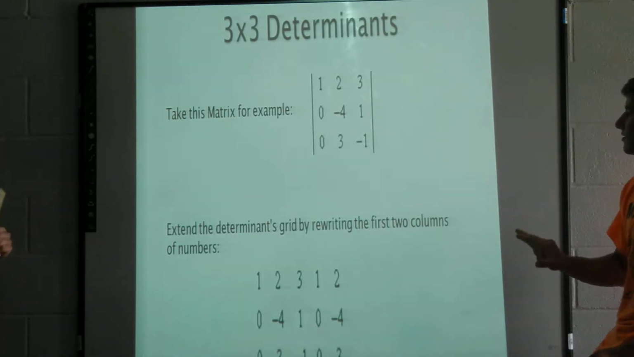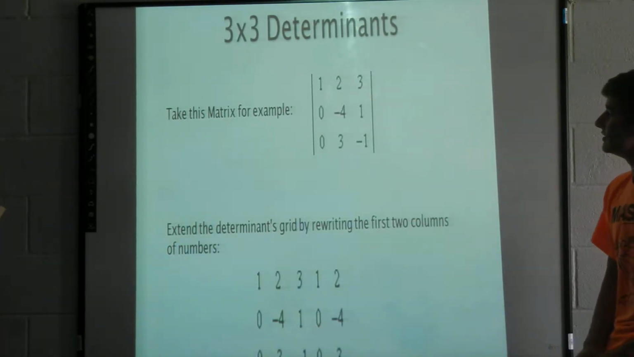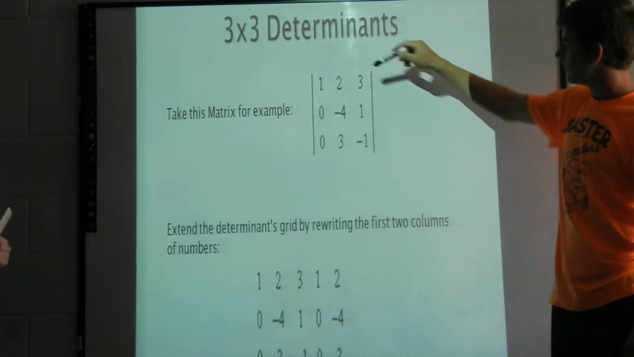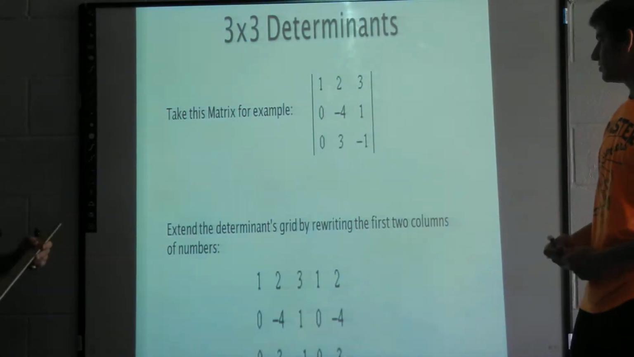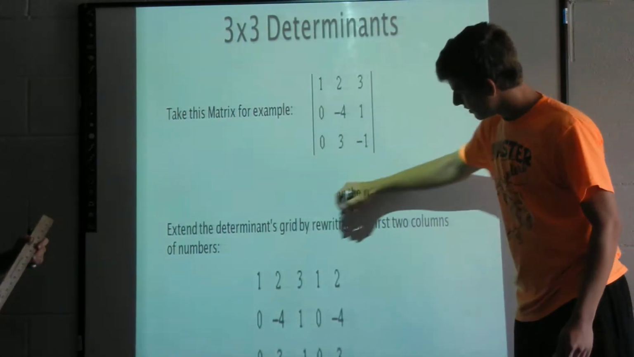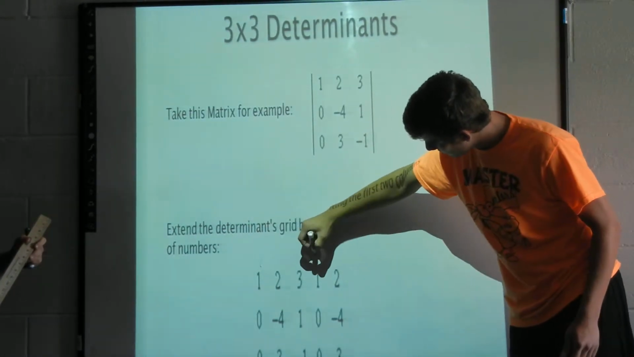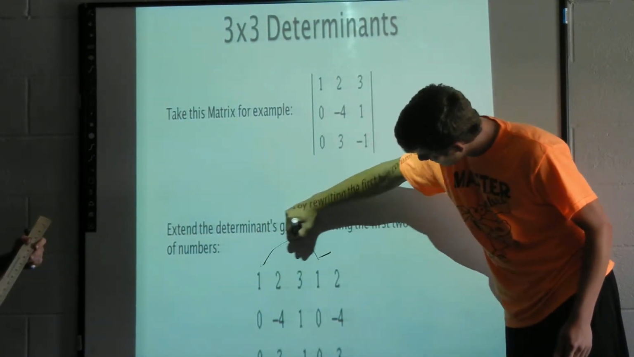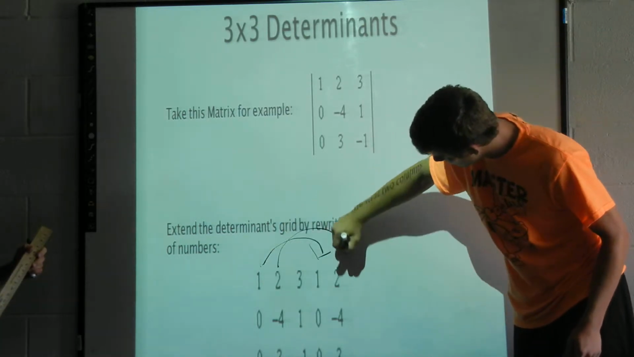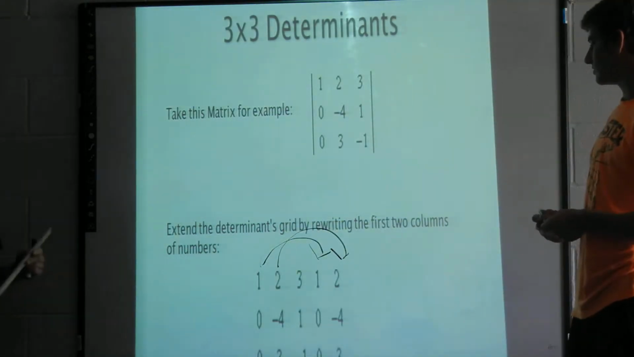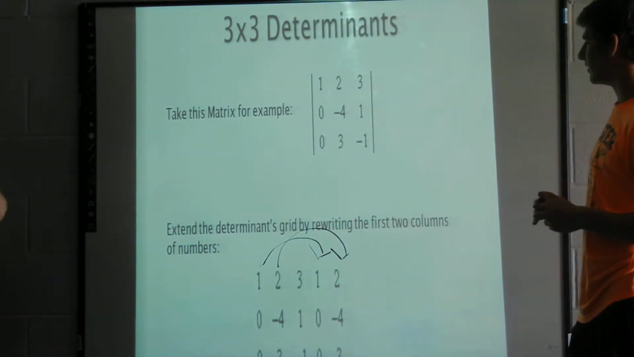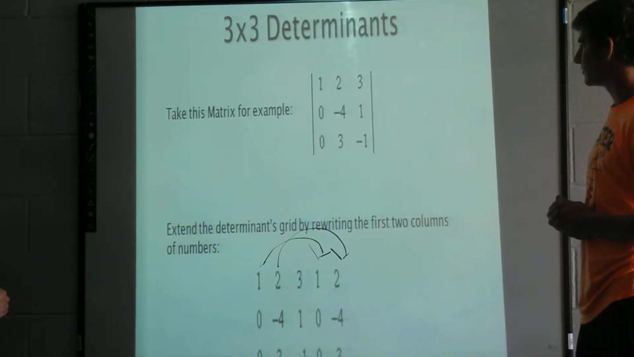And 3x3s are a little different. You have to do a little bit more work on these. So for a 3x3, you can have numbers. What you're going to do is take your first two columns right here. You're going to rewrite these right there. Take this one, and then take this one. This one's coming over here. And you have to rewrite those so you have a bigger selection of numbers.